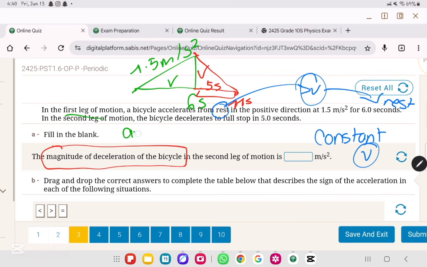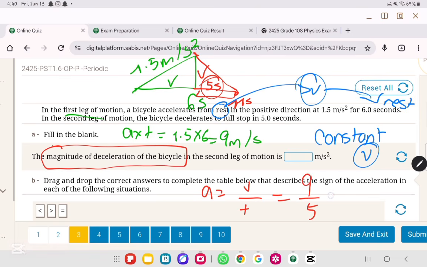It's very simply acceleration times time, so 1.5 times 6, which is 9 meters per second. Now that we have the velocity, we can use it to find the acceleration. So we have the time, which is 5 seconds. So acceleration is equal to velocity over time. So it is 9 over 5, which is 1.8 meters per second squared.